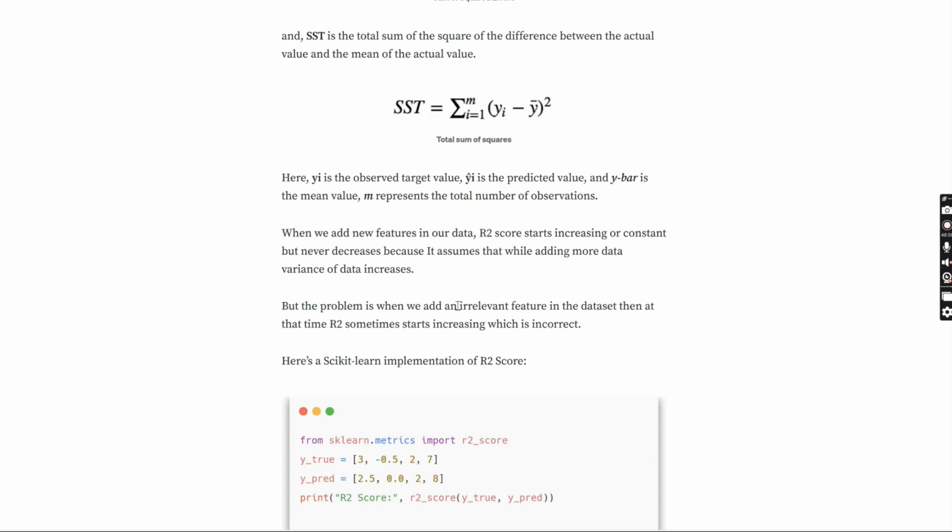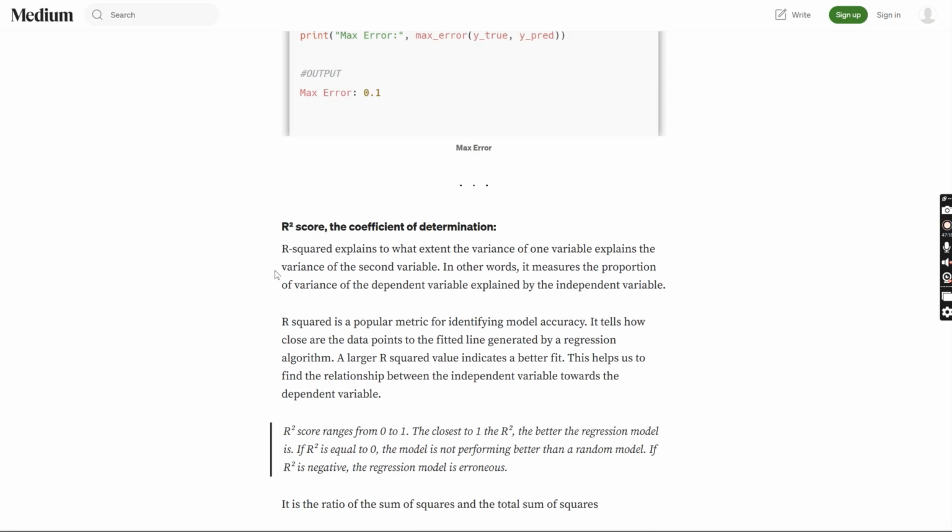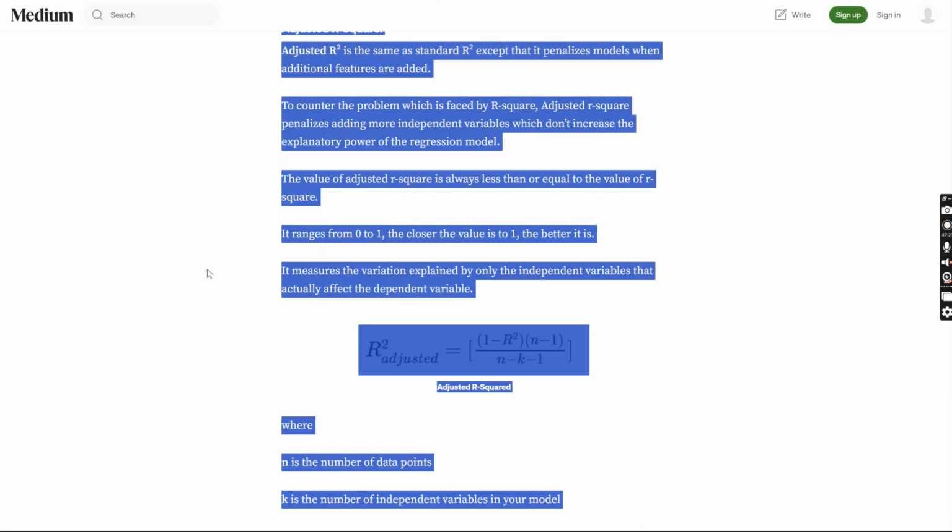So if I do a rain prediction problem and I say people in a certain area are wearing a certain type or color of dress, and I include such a feature while predicting rain, then it's senseless, right? But in that case also R squared might increase, which is incorrect. That is the biggest problem with R squared. Okay, so this you have to know.